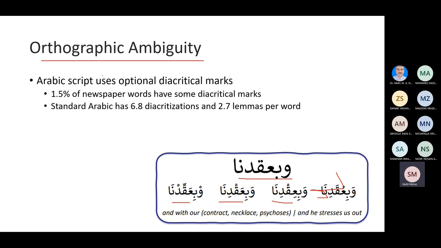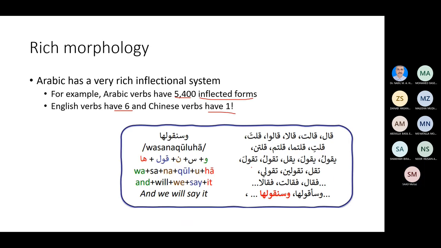And I will go back to orthographic ambiguity, because with the morphology, you can say that one word in Arabic can be translated into 5 words in English. This is really a challenge for machine translation, because the Arabic language is agglutinative. The letters are connected together. So the word, the conjunctive wow, meaning 'and', and the pronoun can be connected to the word. That is a challenge for the Arabic language.